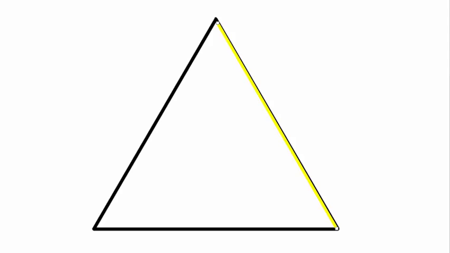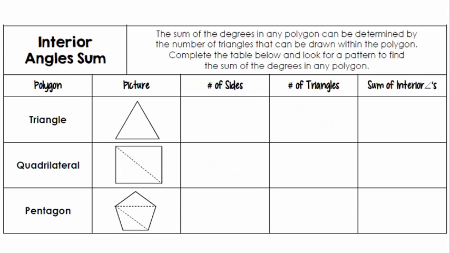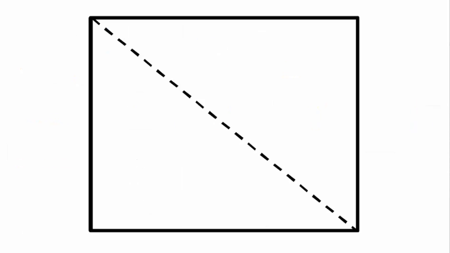Now, the last column says, what is the sum of the interior angles? Again, we've known from earlier lessons that the sum of the interior angles of a triangle is 180 degrees. We can begin to fill out our chart for the triangle row. We know it has 3 sides, only one triangle within that triangle, and the sum of the interior angles is 180 degrees.